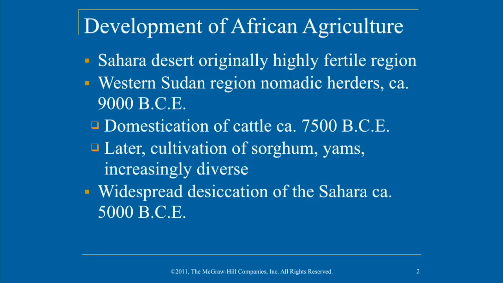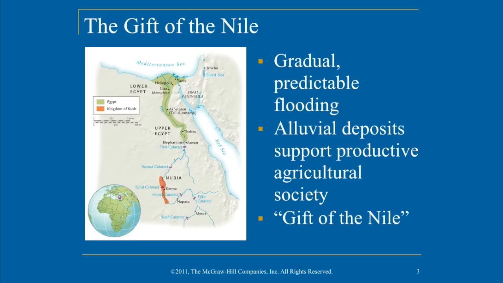Then there's a widespread desiccation of the Sahara around 5000 BCE. Desiccation is basically the drying out or wearing away, and so it becomes more of the desert we know today that's associated with the Sahara. There's this thing called the Gift of the Nile. This is a gradual, predictable flooding that happens every year in the Nile.